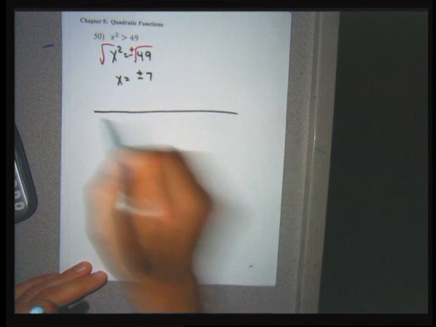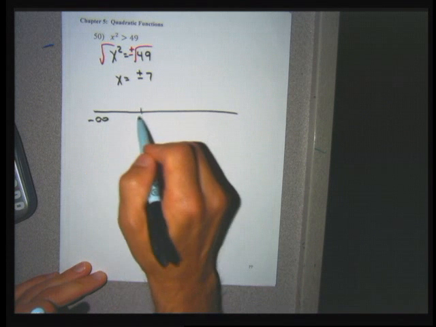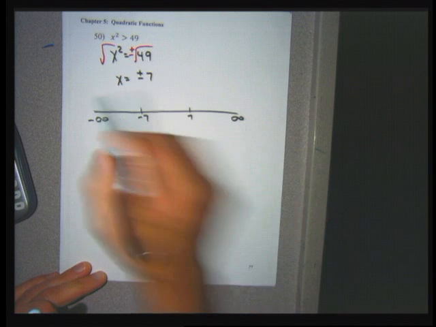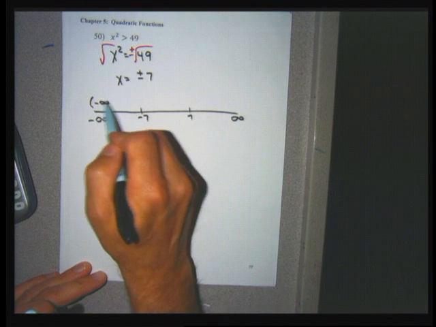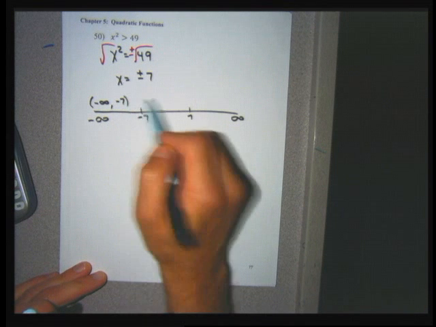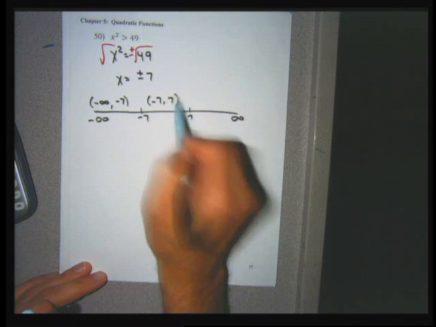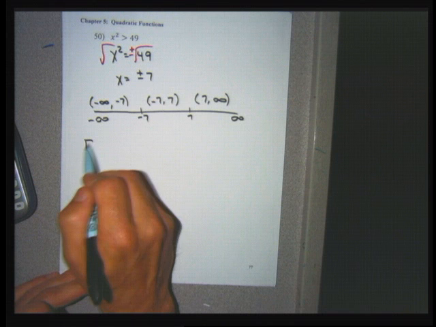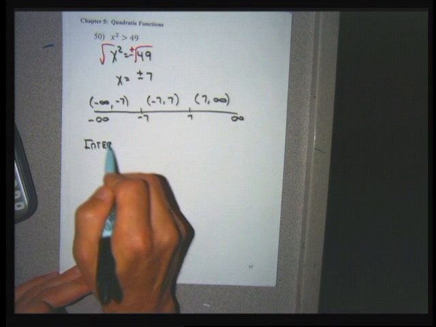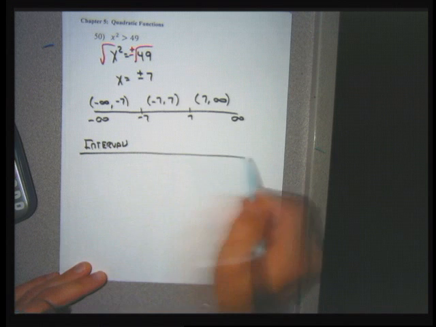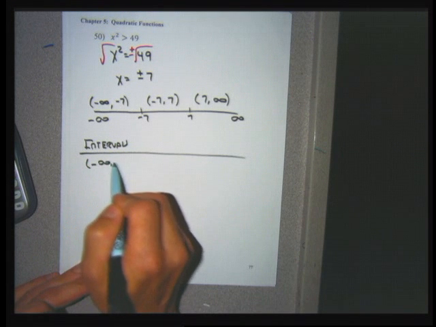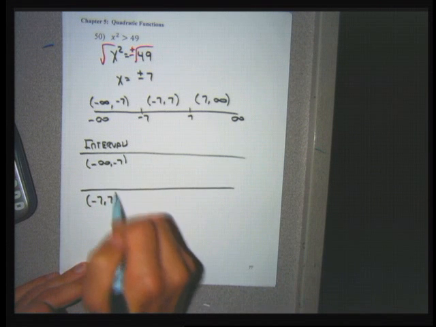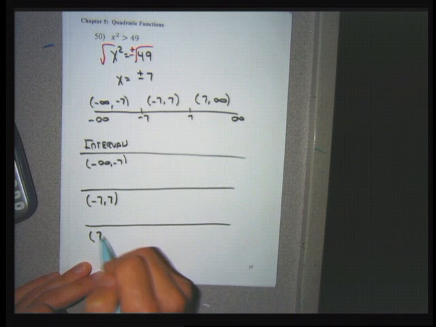So on my number line, I get a negative infinity, a negative 7, a positive 7, and a positive infinity. I get round parentheses on 7 and negative 7 because I don't have the or equal to. Now my table. The intervals I'm going to use are negative infinity to negative 7, and then negative 7 to 7, and 7 to infinity.